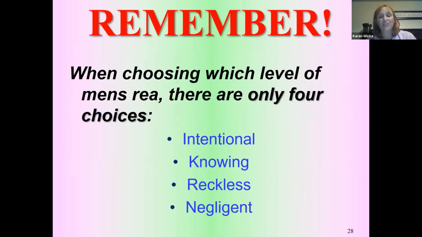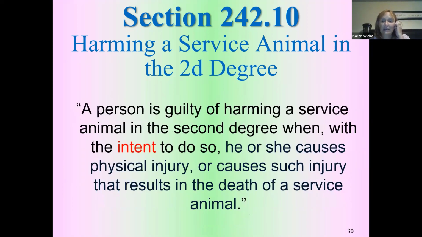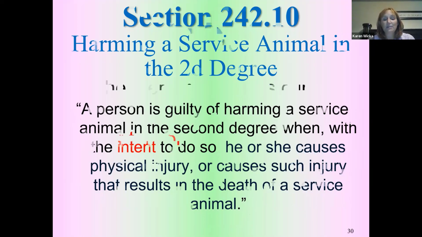Hopefully you found it and you were going to read through it and pick out which level of mens rea applies. Again, remember, you only have 4 choices: intentional, knowing, reckless, or negligent. So when you read the statute, a person is guilty of harming a service animal in the 2nd degree when, with intent to do so, he or she causes physical injury or causes such injury that results in the death of a service animal. So when you read that, you have to pick out which one of the 4 mens reas is required. Hopefully your eye catches on the word intent. That shows you intent is intentional. So your mens rea is going to be intentional.